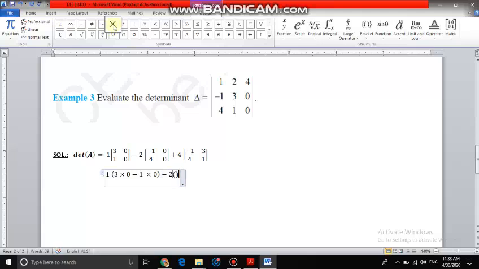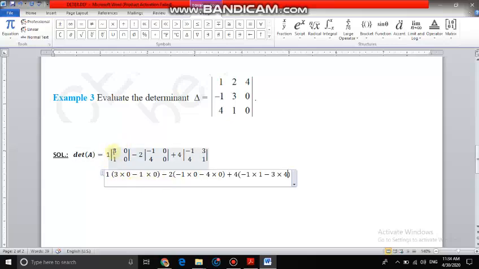in the second bracket, minus 2 into minus 1 into 0, minus 4 into 0. The formula says negative sign, then 4 into 0, the second number is multiplied. Now I know the third one will be 4 into, let me put the bracket, minus 1 into 1 minus 3 into 4. Now be careful with the sign.